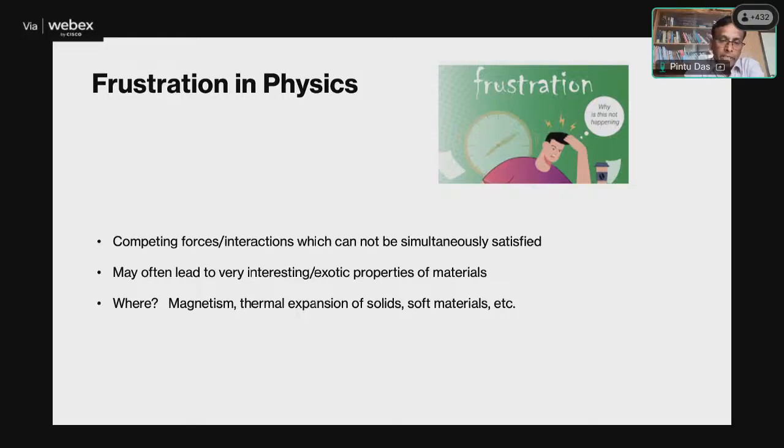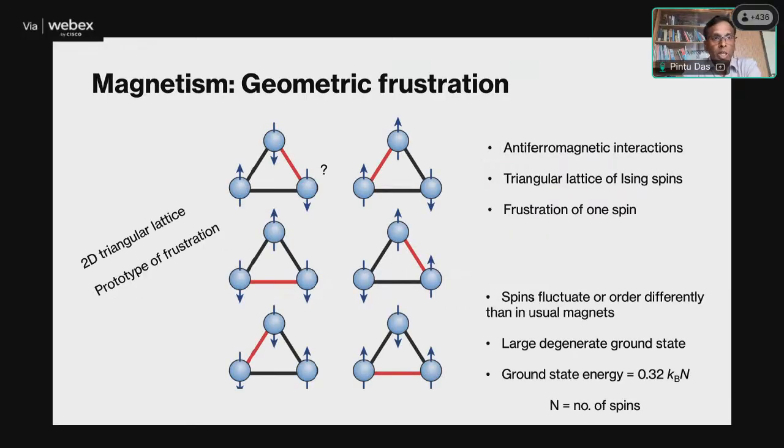Some of these materials are magnets. We'll be discussing that. Some materials are typical solids where you see the frustrations in the thermal expansion. Also, there are soft materials where you can study those frustrations. So let us talk about magnetism, because this is a lecture on magnetism.